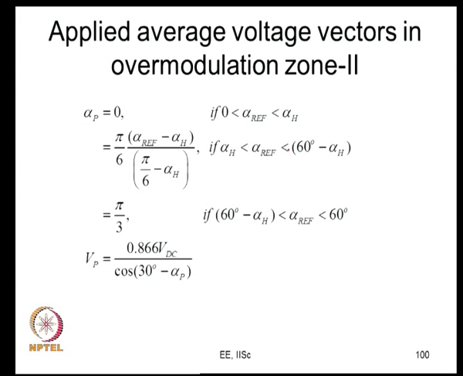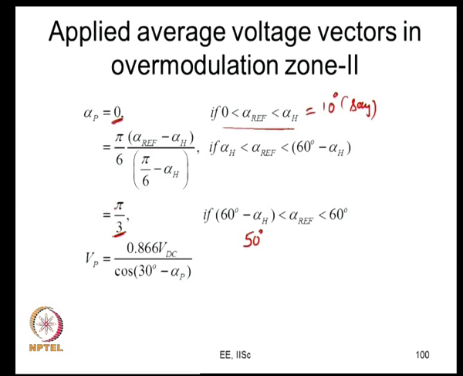The equations can be given here. Let us say alpha p is equal to 0 initially, when your reference is between 0 and alpha h, where alpha h is, let us say, 10 degrees. So it is 0, and Vp is 0.866 VDC by cos(30 minus alpha p). If alpha p is 0, Vp will also be equal to VDC. So you are applying active vector 1. Again, for the last 10 degrees, from 50 to 60 degrees, you are going to apply pi by 3, and Vp is equal to VDC. You are applying active vector 2, and in between you are changing the reference angle like this: alpha reference minus alpha h divided by pi by 6 minus alpha h.